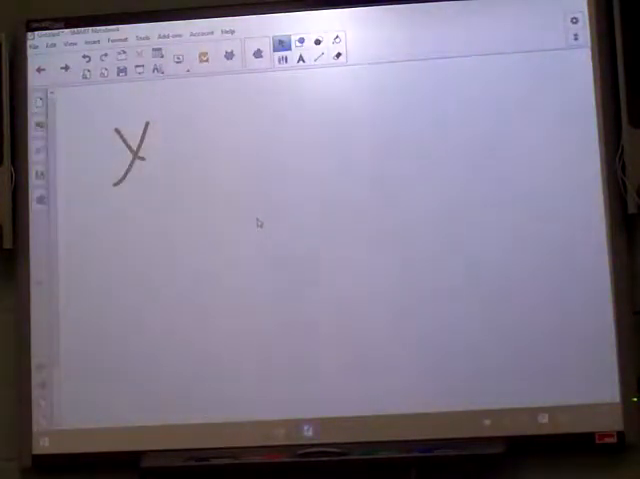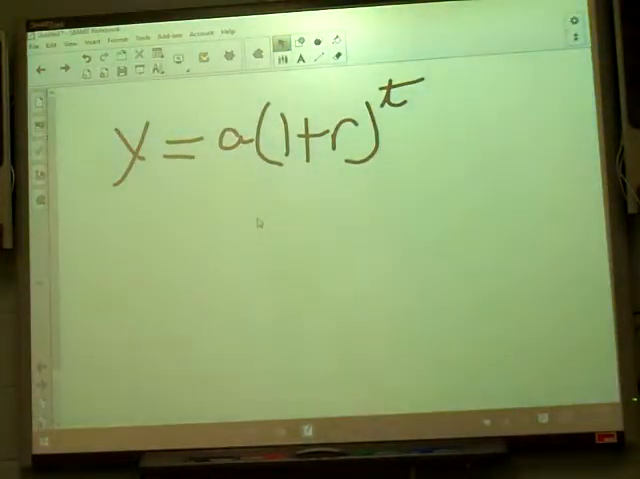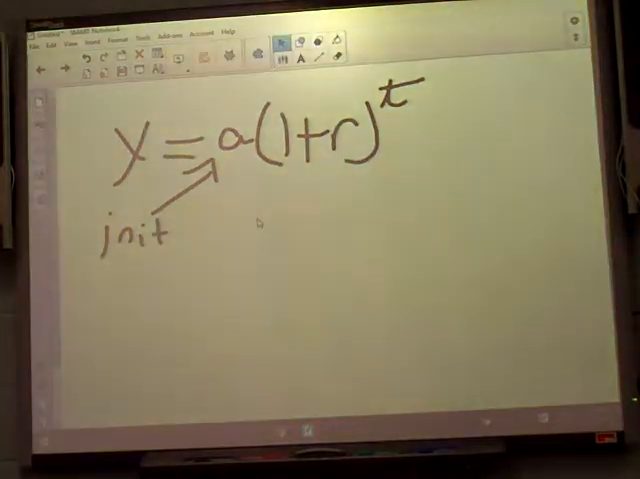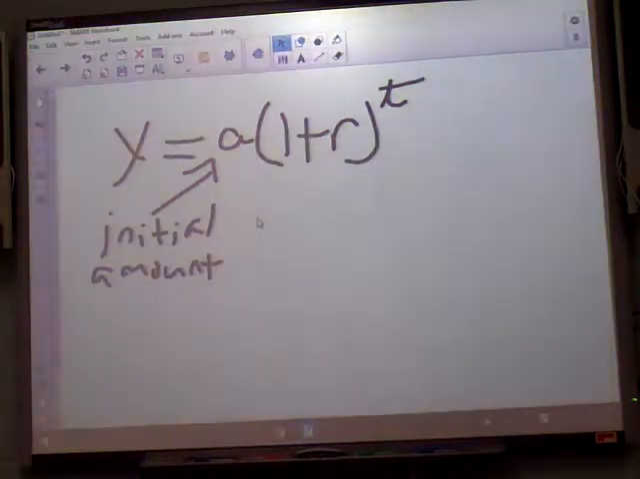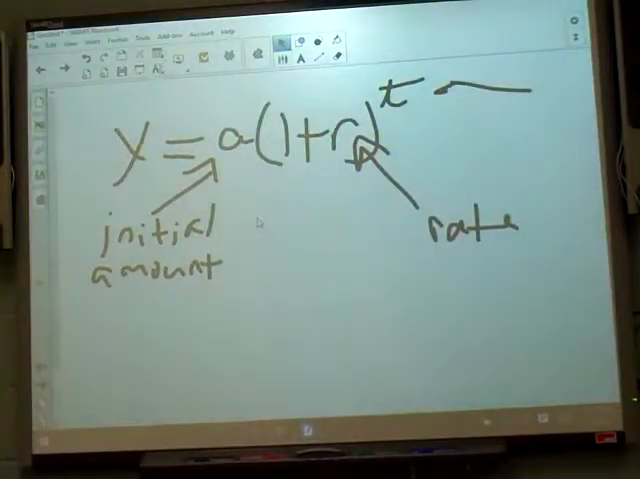And that comes from this formula, and you need to write this down. y equals a times (1 plus r) to the t power. Okay? a in this is just the initial amount, so it would be what it started with. It's always a 1, because 1 is 100%, so it'll always be a 1 there. r is your rate, your percent. You've got to put it as a decimal. And then t, you know what t stands for, that's your time.